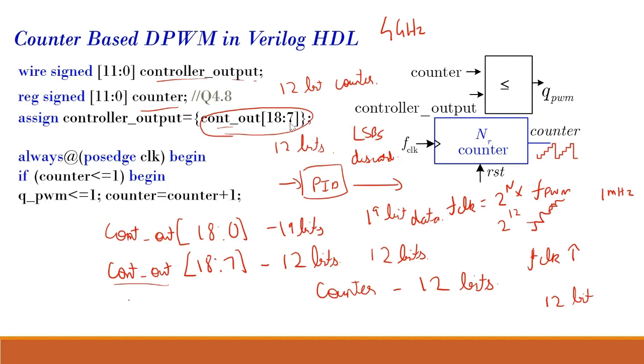So now what we will see: if counter is less than or equal to 1, what we will do is set the PWM signal to 1 and increment the counter. And this is coming at a particular clock. When the clock comes, that time we are incrementing the counter.